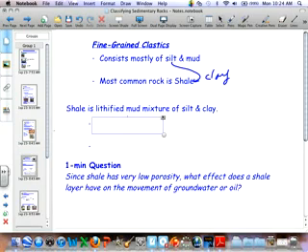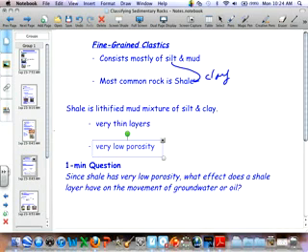So another common characteristic with fine grain clastics is that you have extremely thin layers. Remember, we call that bedding. So we have extremely thin layers, and we have very low porosity compared to coarse grain and medium grain. So we have almost no pore spaces available with your fine grain clastics.